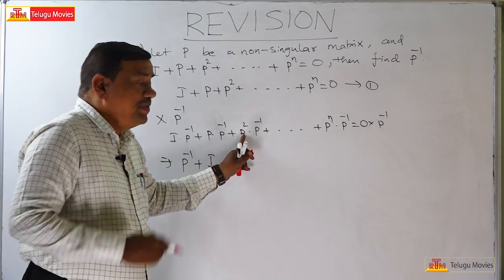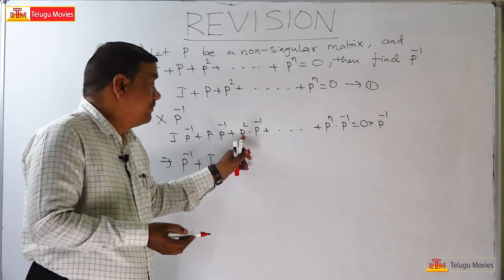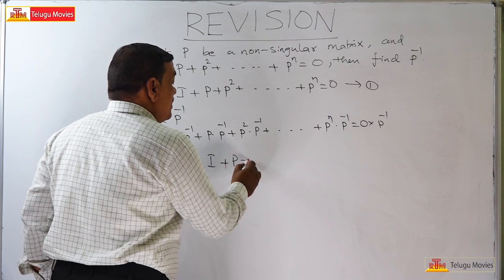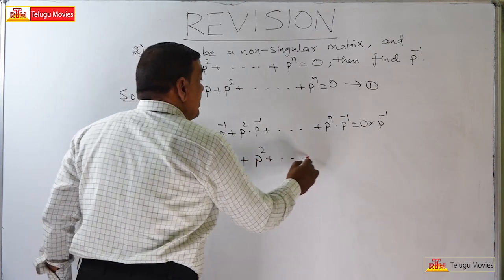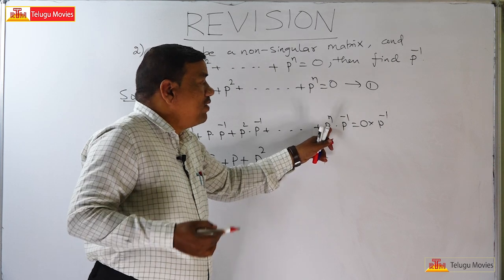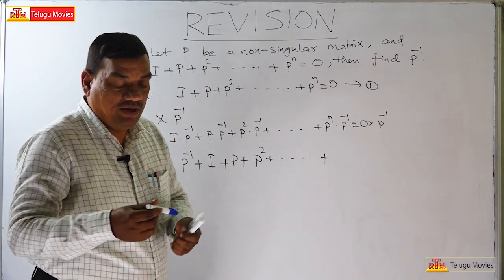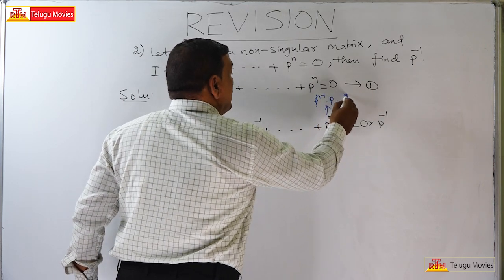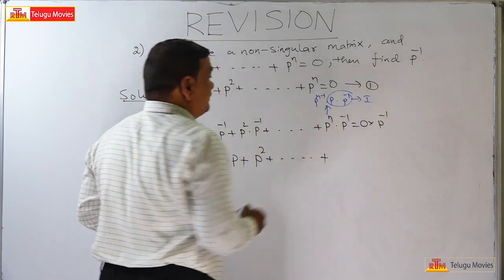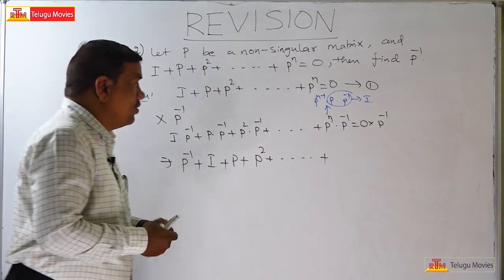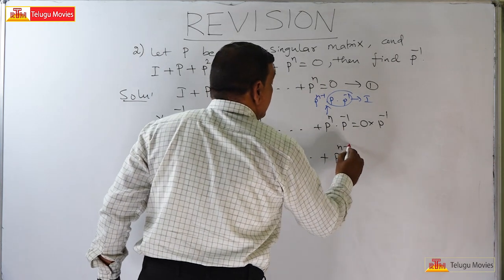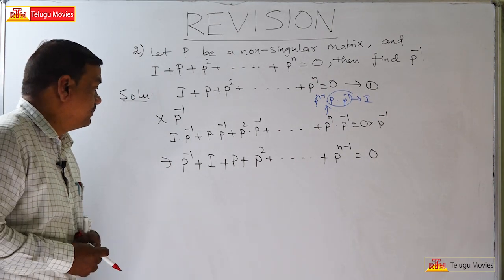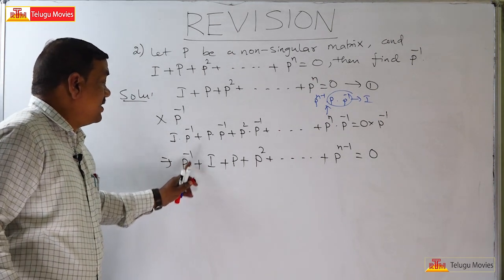See here, P square means what? P into P. One P into P inverse is I, so you remain with P. Next, automatically P square will remain, and so on. Here, P power n into P inverse means what? P power n we can write as P power n minus 1 into P into P inverse, which is I. So ultimately you remain with P power n minus 1, and of course 0 into P inverse is 0.